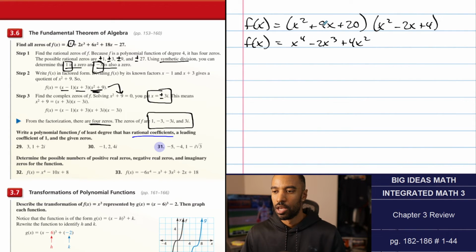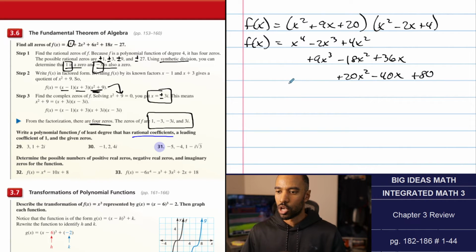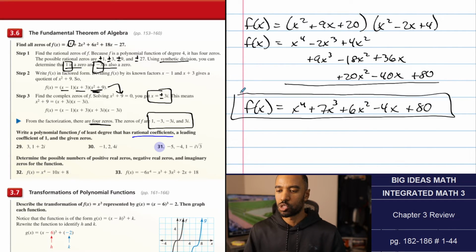You can do this if this helps. Multiply 9x by these 3 and line them up where they would kind of go, like the x cubes can go here. And then 20 can multiply by these 3. 20 times x squared, put them with the x squareds. And then 20 times negative 2x. And 20 times 4. So we can now add kind of vertically down these lists. Now we have x to the 4th. Negative 2x cubed plus 9x cubed is 7x cubed, and so on. 4 minus 18 plus 20. And so like that. So that would yield those specific solutions.